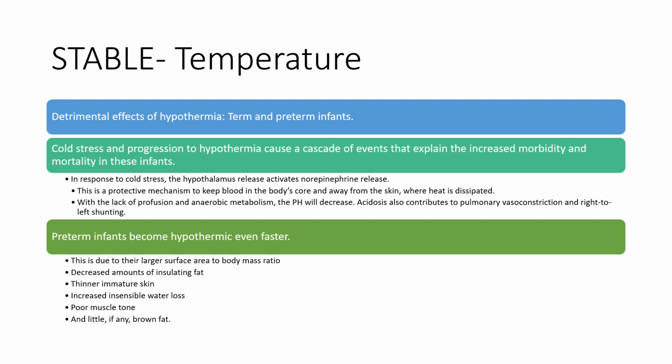That then causes them to become hypothermic even faster, just due to this very large surface area to body ratio, decreasing amounts of insulating fat, then our immature skin, increased insensible water loss, particularly if they're breathing and they're tachypneic, they're breathing off more, and then poor muscle tone and little, if any, brown fat. This is why preemies are in such a high risk category.